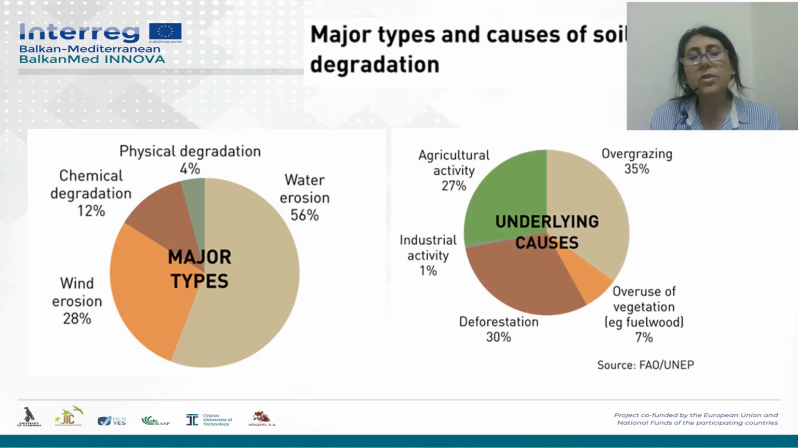The graph shows the origin of this degradation. The biggest part is because of grazing, 35%. And the second part is deforestation that has a share of 30%. And then comes agricultural activity with 27%. These data are offered by Food and Agriculture Organization.